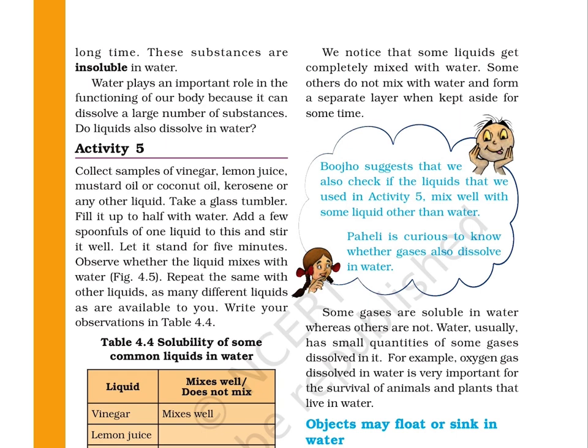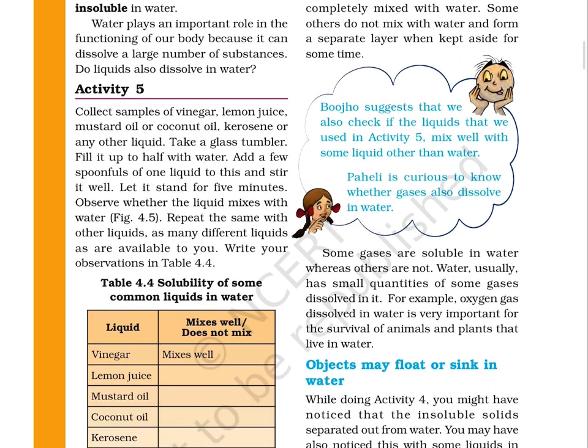Activity 5. Collect samples of vinegar, lemon juice, mustard oil or coconut oil, kerosene or any other liquid. Take a glass tumbler, fill it up to half with water. Add a few spoonfuls of one liquid to this and stir it well. Let it stand for 5 minutes. Observe whether the liquid mixes with water. Figure 4.5. Repeat the same with other liquids, as many different liquids as are available to you. Write your observations in Table 4.4.